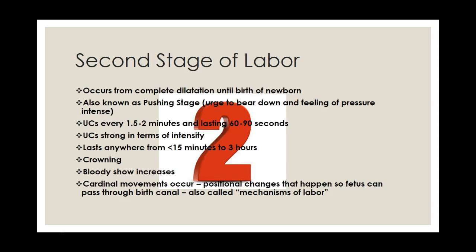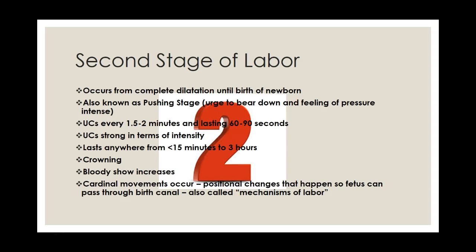Mom has a severe urge to bear down, a great feeling and sense of pressure that is extremely intense. Her uterine contractions last anywhere from 60 to 90 seconds. They're about 1.5 to 2 minutes apart, and they are very strong in terms of intensity. So whenever you feel mom's abdomen, these contractions feel like your forehead. They're strong. This stage of labor can last anywhere from less than 15 minutes to up to 3 hours.